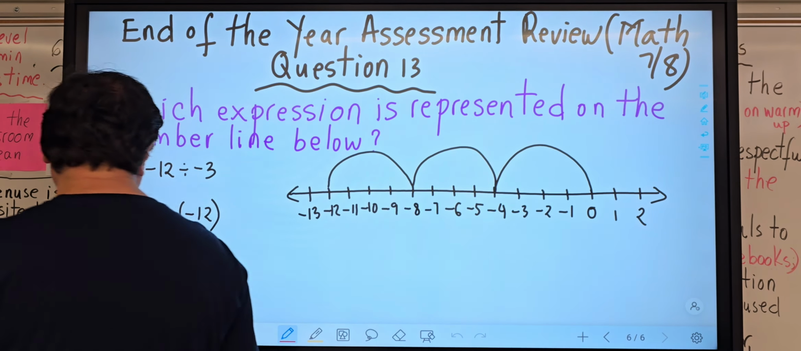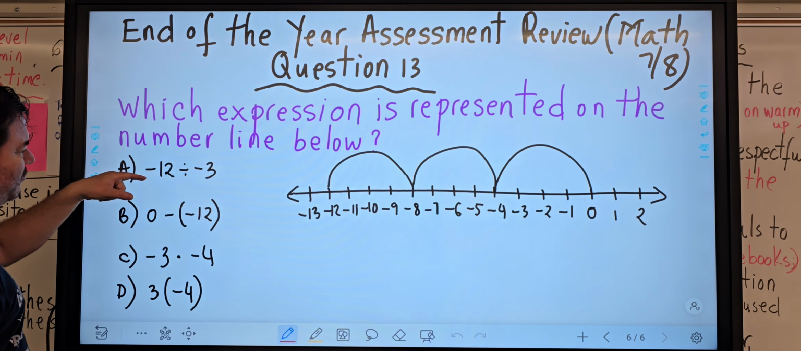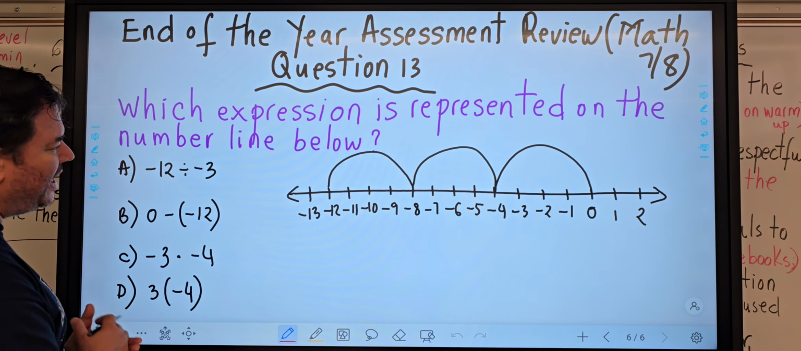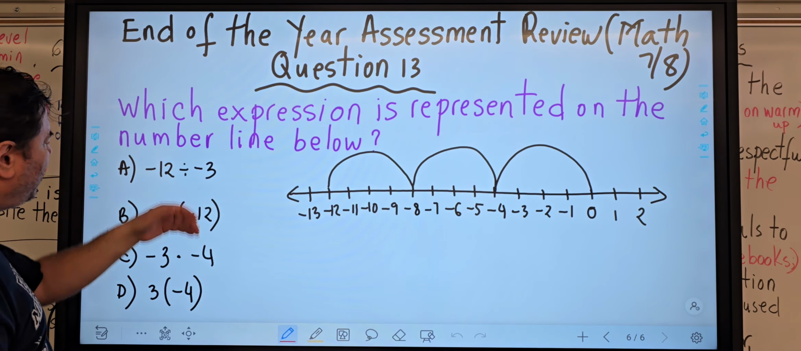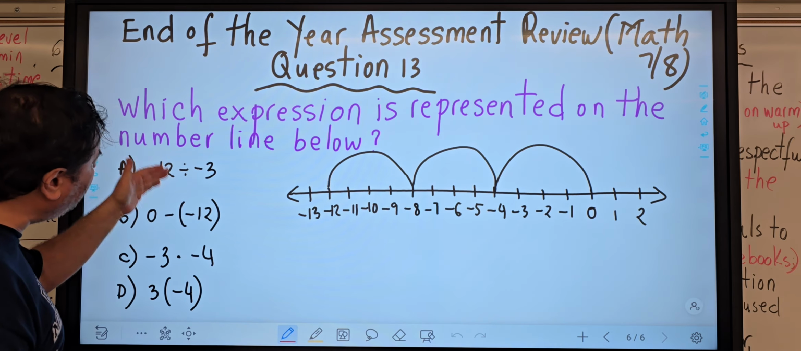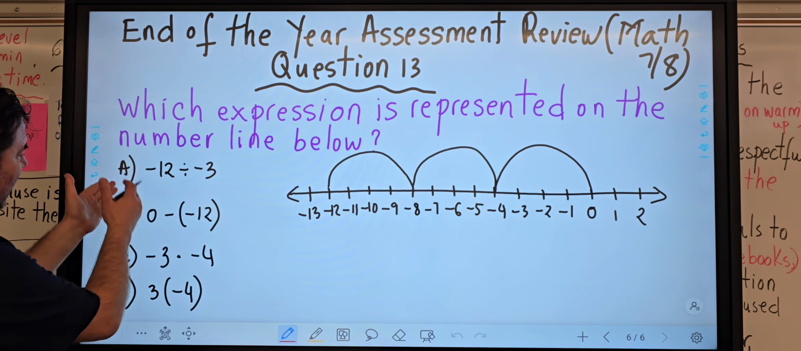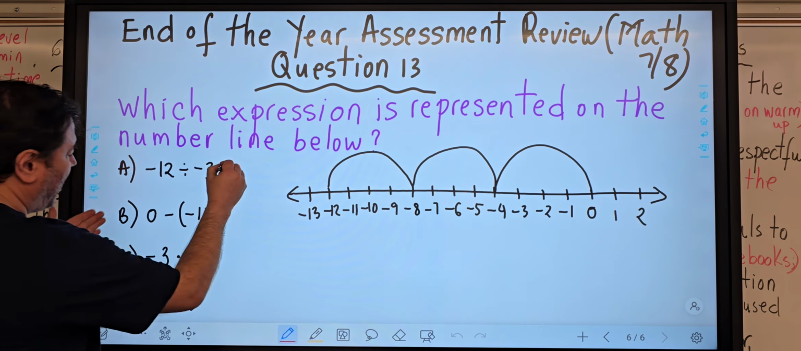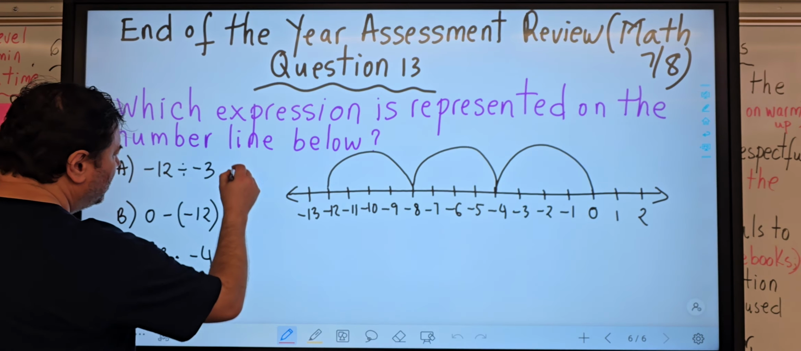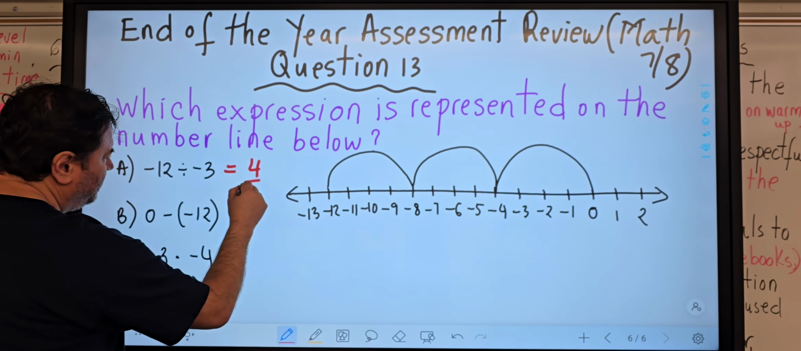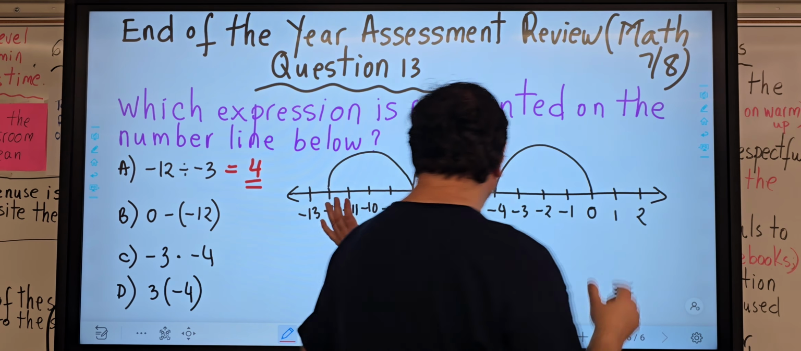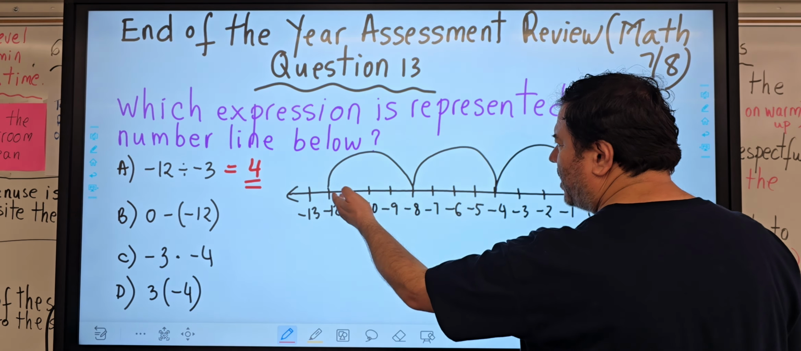So in A we have here -12 divided by -3, okay? Negative divided by negative becomes a positive. Let's solve that. This becomes a positive. 12 divided by 3 is 4, positive 4. Now let's see if that could be an answer there. So we have here positive 4.